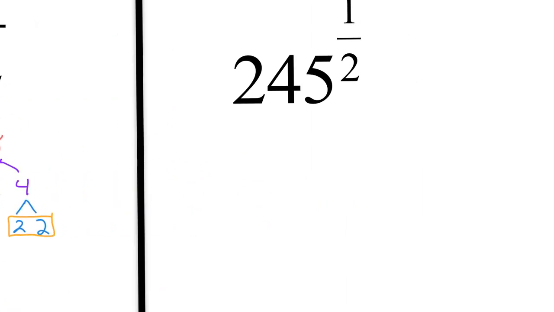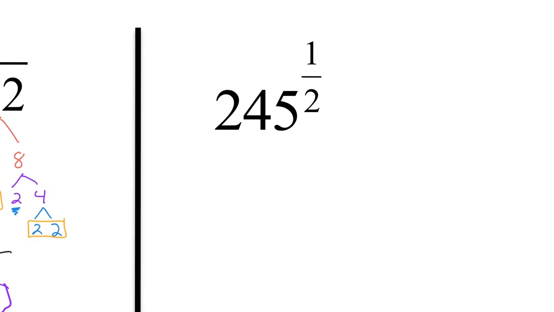Now the next one here, 245, is a big number, but don't worry guys, I'm not going to give you huge crazy numbers like 2,580. I'm just going to give you some 100 numbers, and they're going to be doable where you can break down the number. Now remember, 245 to the exponent 1/2.